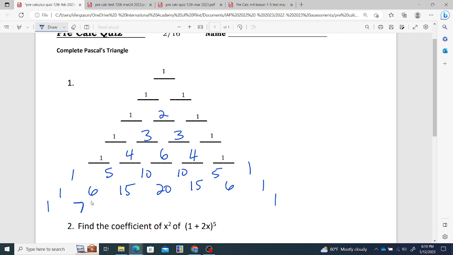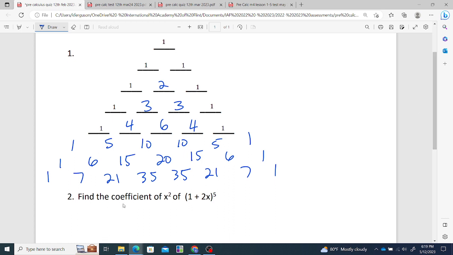And then last but not least, 1 plus 6 is 7. 6 plus 15 is 21. 15 plus 20 is 35. 20 plus 15 is 35. 15 plus 6 is 21. 6 plus 1 is 7. That's Pascal's triangle. I could keep going. Remember what we use this for, because we're about to use it on this second problem.